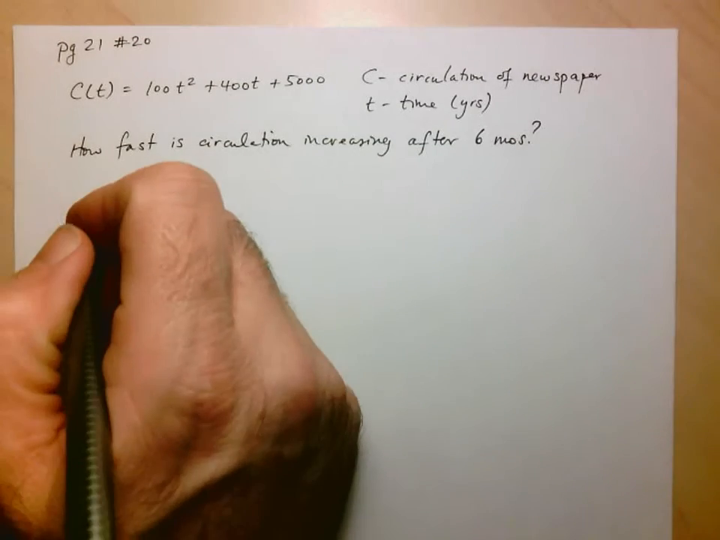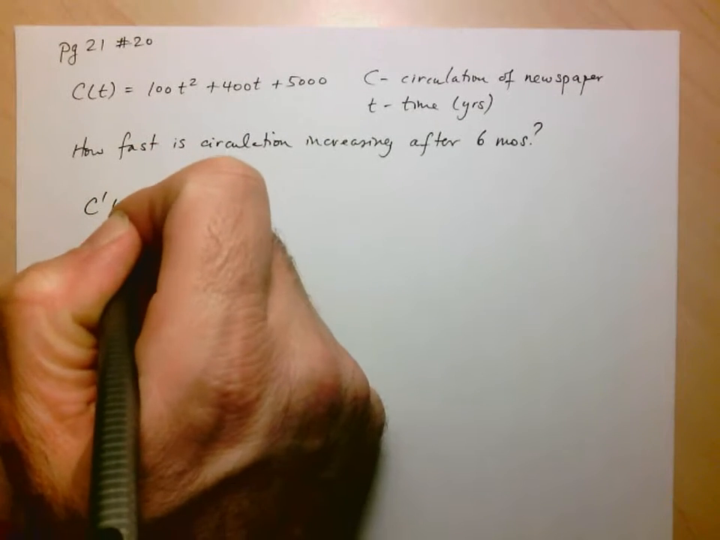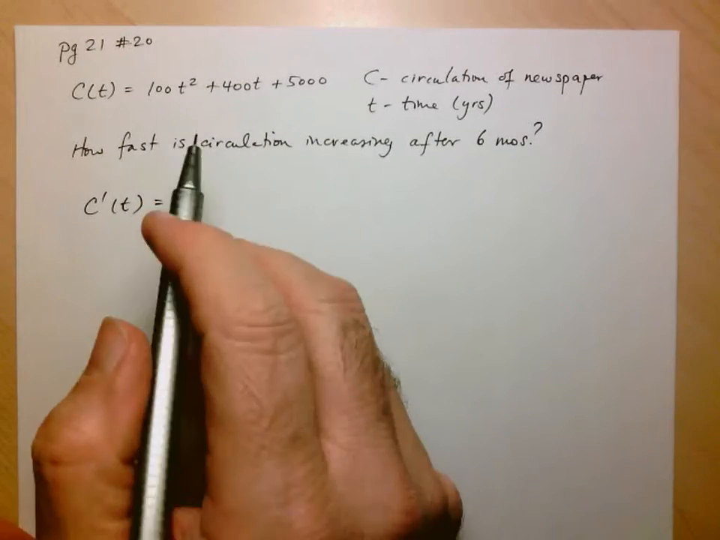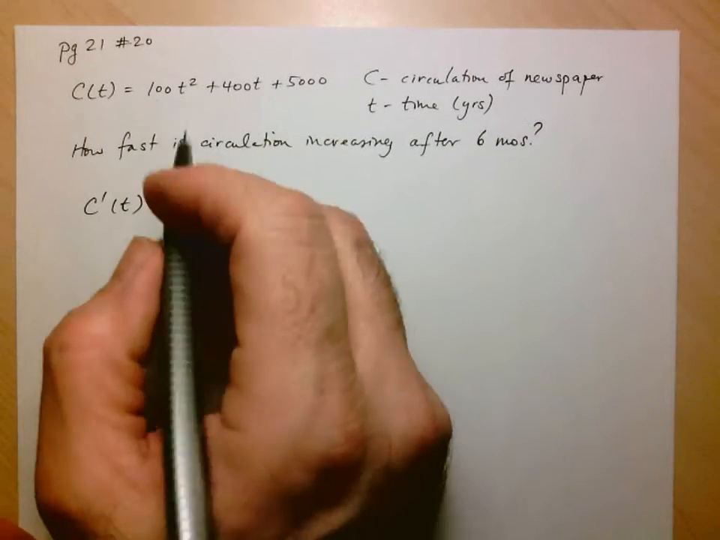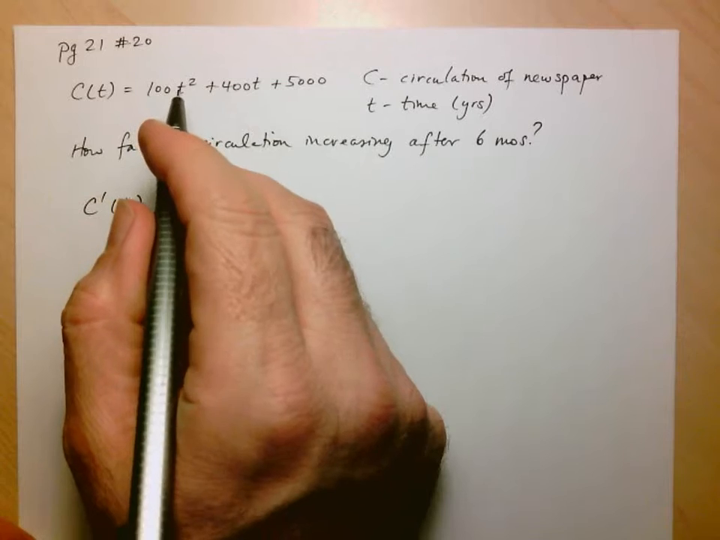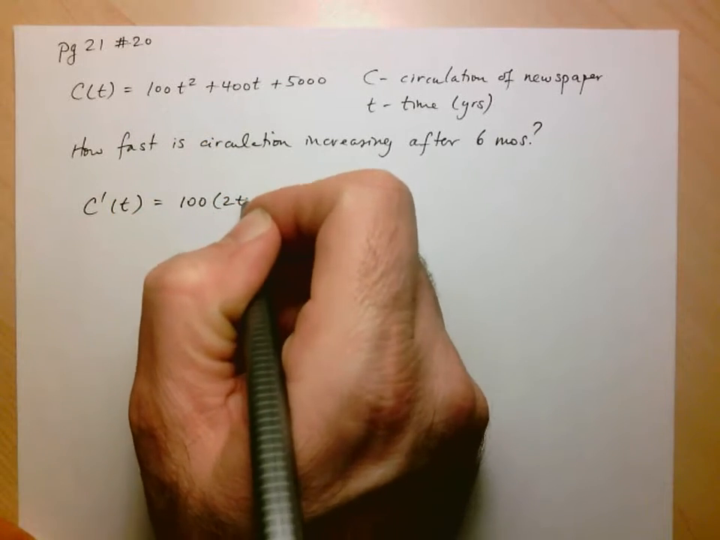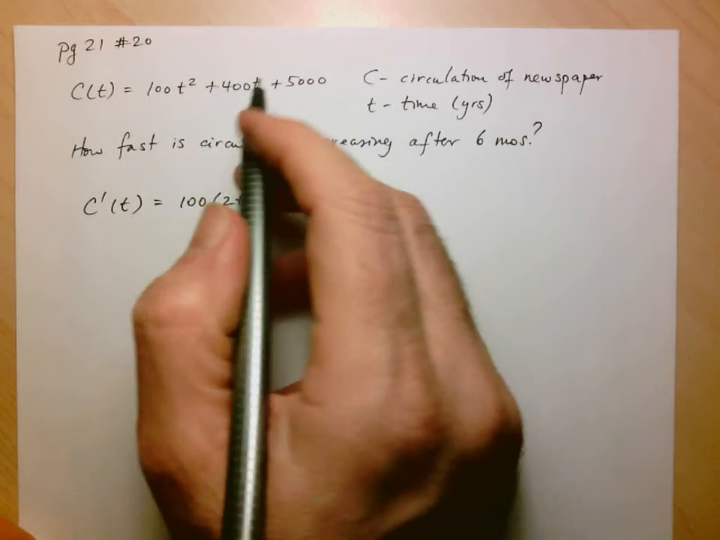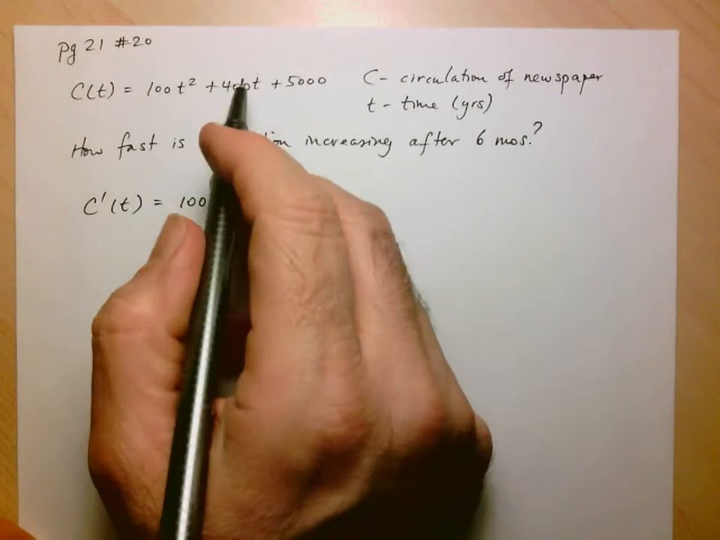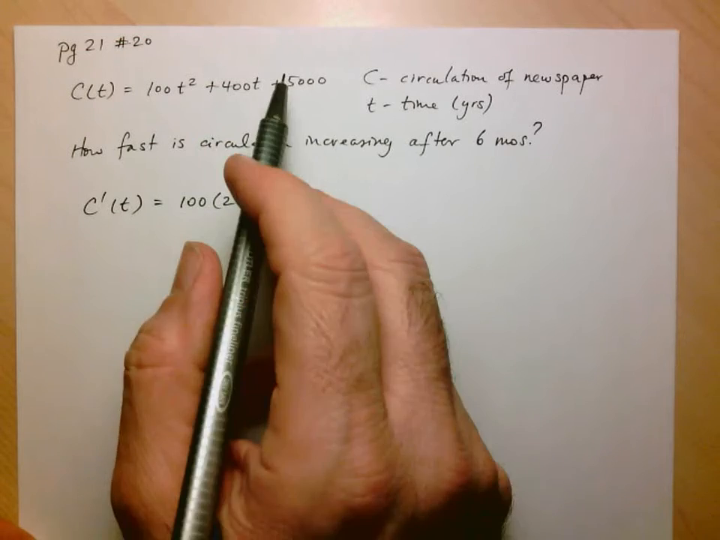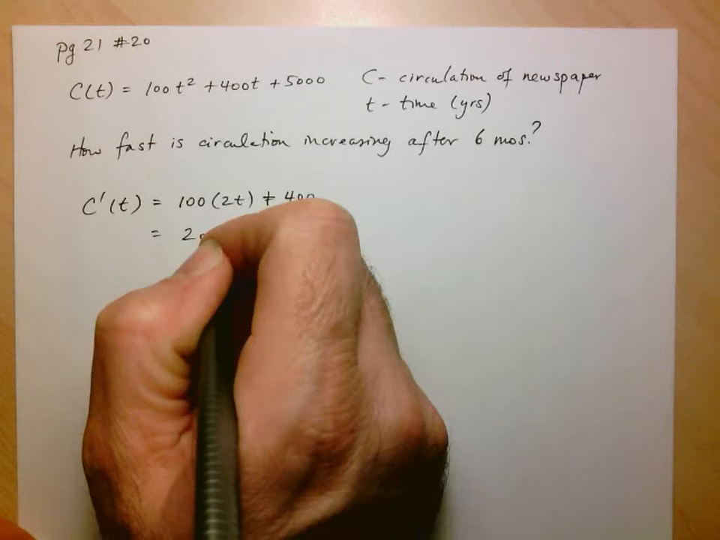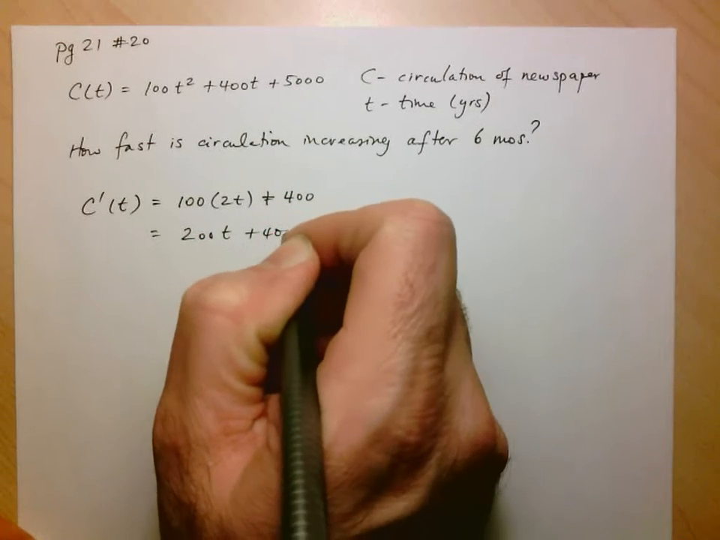So first thing I'll do is calculate the derivative of the circulation with respect to time. That's a fairly easy derivative to take. The 100 is just a constant. Derivative of t squared is just 2t. And 400 is just a constant, and derivative of t is just equal to 1. And derivative of 5,000 is 0. So in the end we have 200t plus 400.